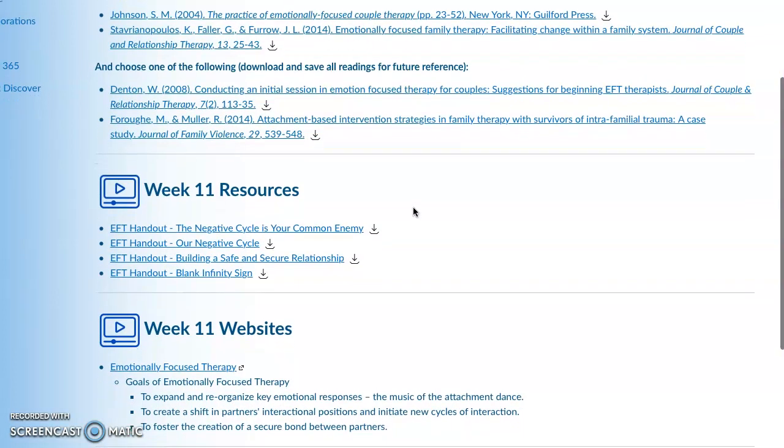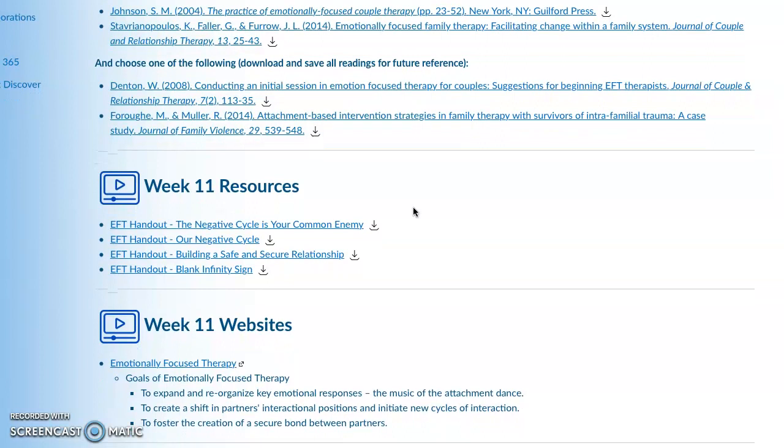In terms of the resources, there are some handouts on EFT that are very much focused on cycles. So EFT is very focused on the way that the couple or the family works, kind of like a system, and their negative patterns of communication or their positive patterns of communication. What we know about attachment theory is that it's greatly placed in their verbal and nonverbal communication styles and how that can either build secure attachment or create a more disengaged kind of attachment. So you will see that highlighted in the resources this week.